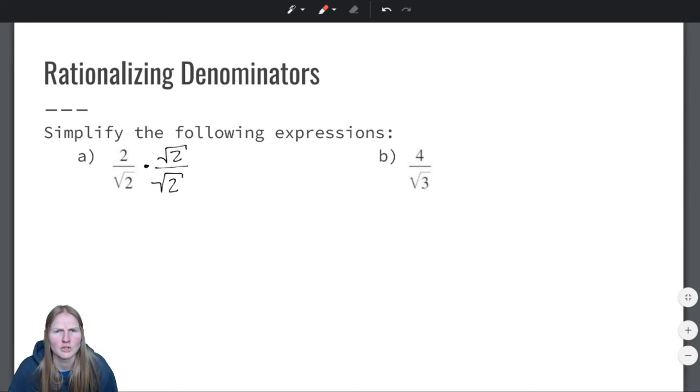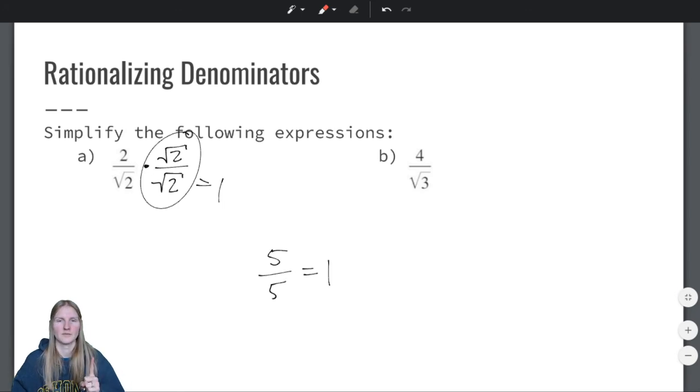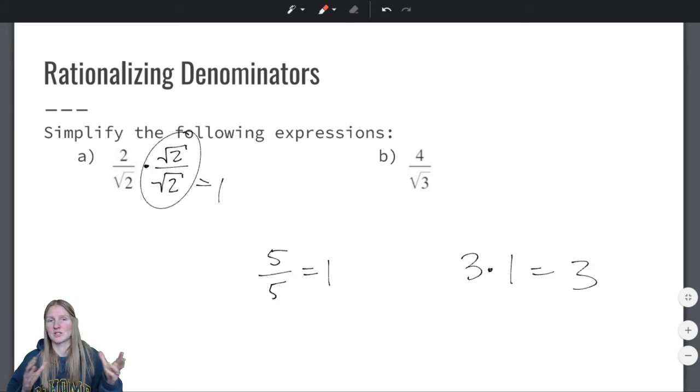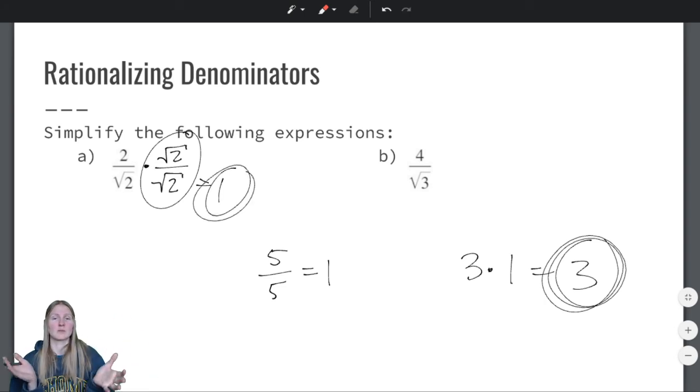Why am I allowed to do that? Well, square root of 2 over square root of 2 is just 1, right? Anything over itself is 1. If I multiply 3 times 1, it's still 3. I have not changed the number or the expression. So when I multiply by the square root of 2 over the square root of 2, I'm multiplying by 1, and I have not changed the expression. I've just changed the way it looks.